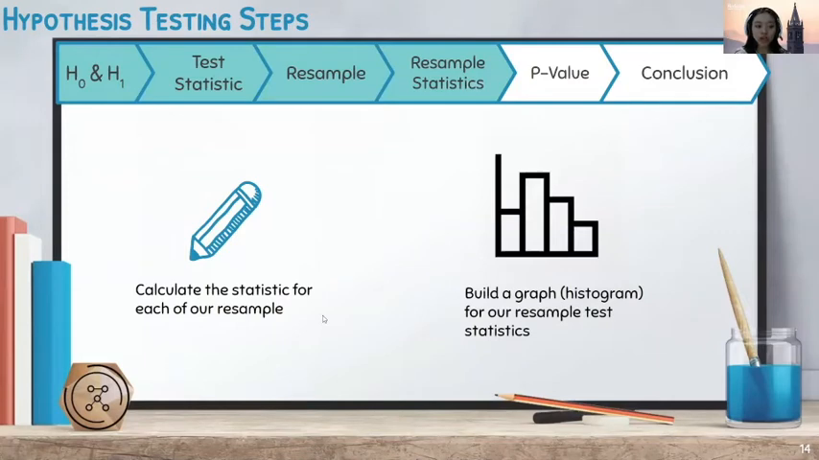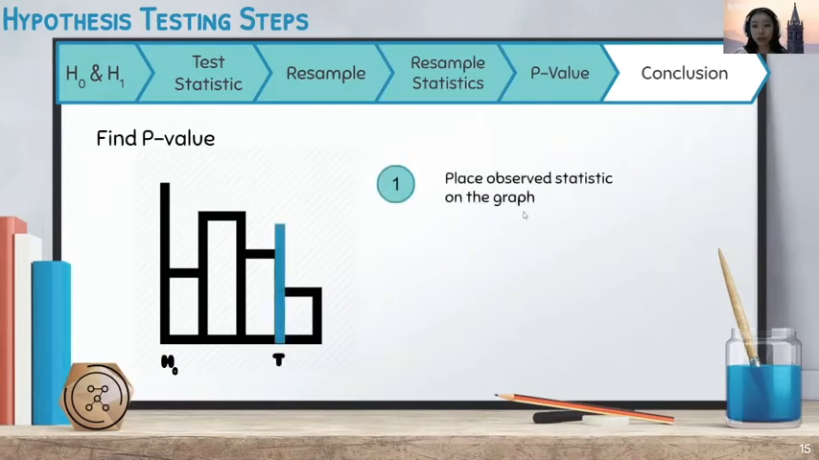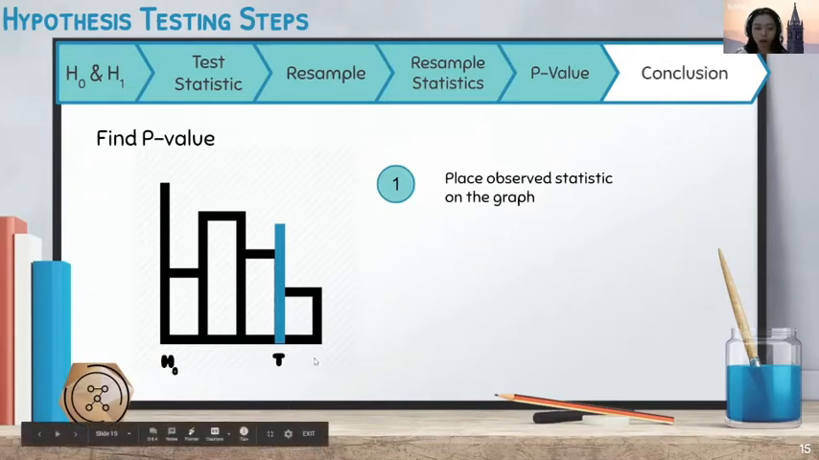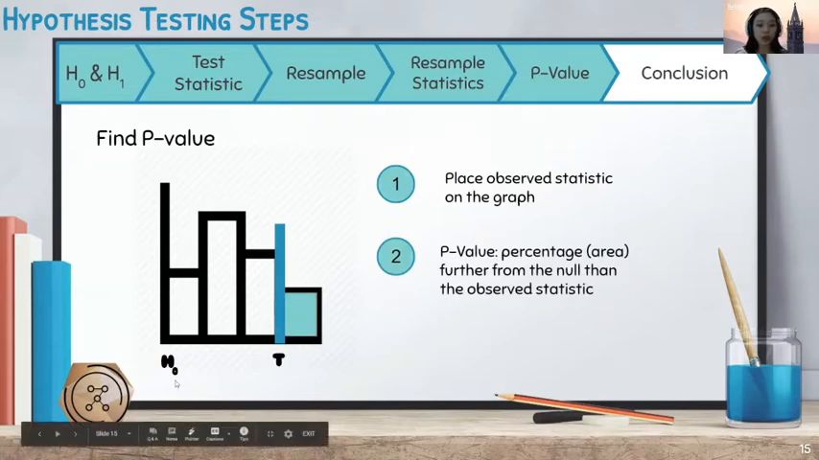After that, you would want to calculate the statistic for each of our resamples, and then build a graph, usually a histogram, of our resampled test statistics. After that, we want to compute the p-value. So how do you find the p-value? We use our observed statistic that we originally have, and put it on our graph, and then the p-value is just the percentage that is further from the null than the observed statistic. So if our observed statistic is over here and our null is over here, then the p-value would be this area that is further from the null.